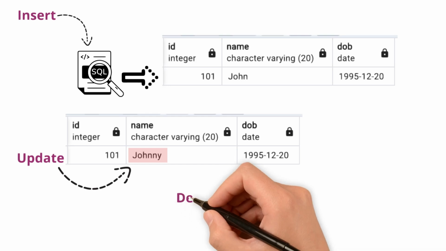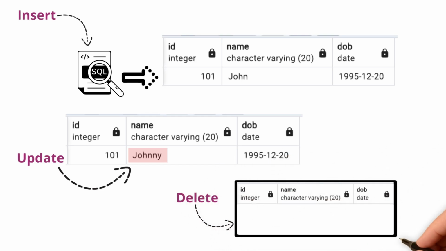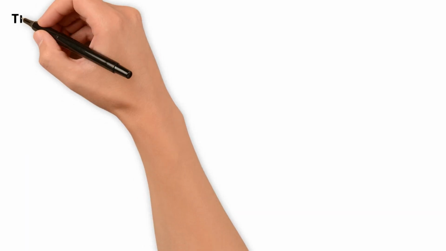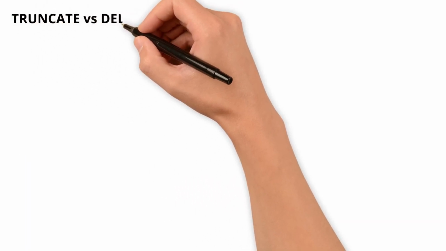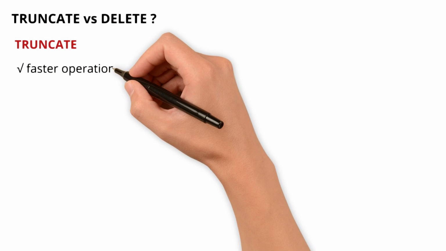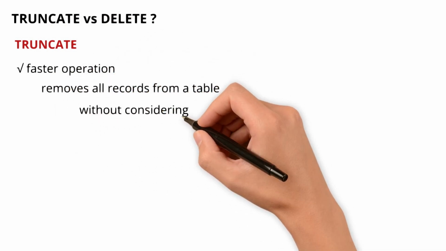Last one, delete. It is used to remove the rows from a table. Wait, do you recollect? I mentioned the same definition even for truncate command. So what is the difference between truncate and delete? While both offer the same record deletion, truncate is a faster operation that removes all records from a table without considering any conditions.